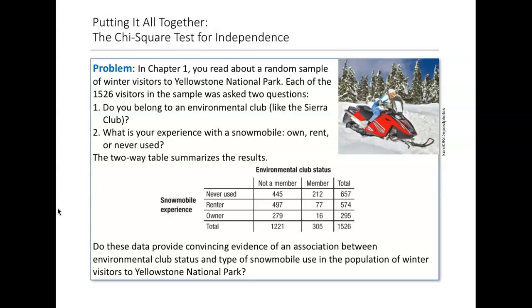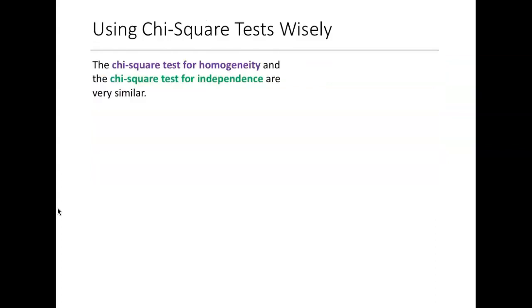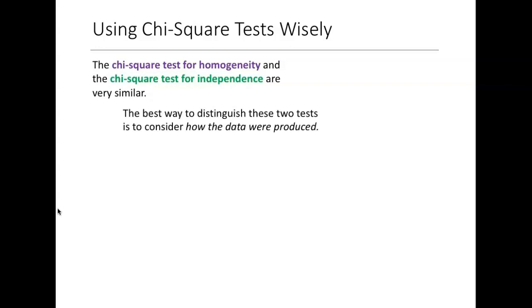The only other thing I want to mention, and then I'll get you to working on a problem set, is this can be really difficult, right? Because there's not any mathematical difference between the way you run the test, but there is a difference in the conditions you check and kind of the way you conclude these tests. So knowing when it's a chi-square test for homogeneity versus a chi-square test for independence, the best way to distinguish it is how the data were produced.